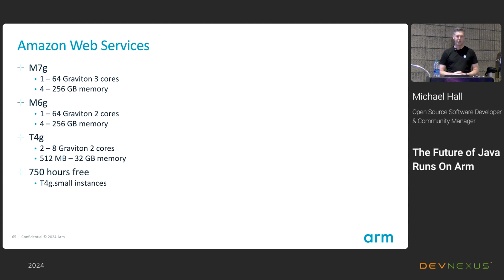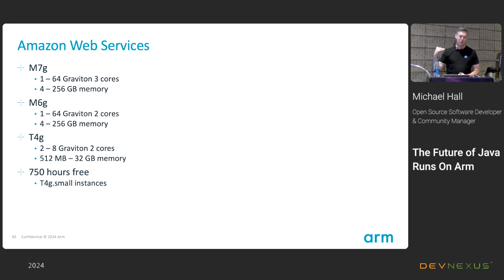And then their T4G, which are their smaller instances, where you can get up to 8 cores and up to 32 gigabytes of memory. And these are available for Amazon's free tier, so you get up to 250 hours free of the T4G.small instances.